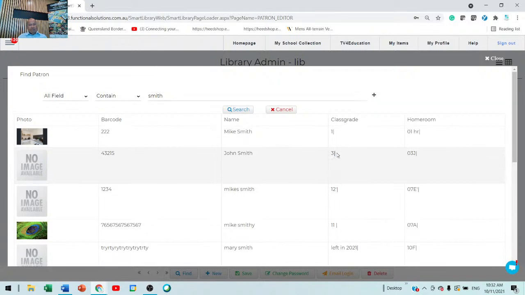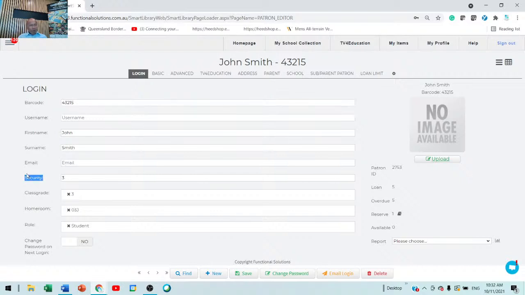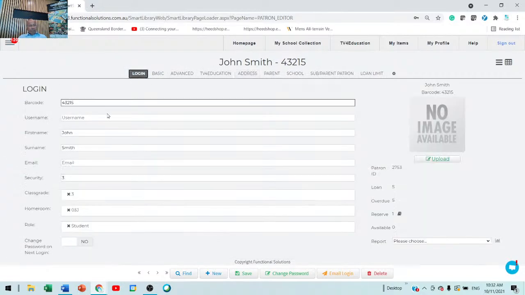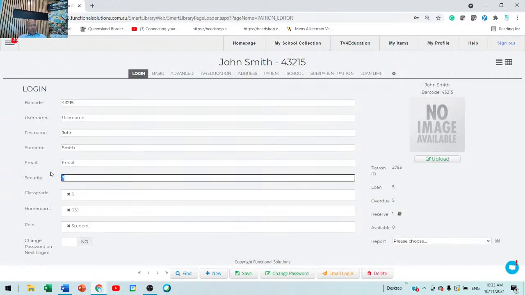And you can see he's a year level 3. Okay. And so when you get John Smith, he's a year level 3. So where's his security and what does it do? If you have a look here, every patron record on the basic screen, on the initial screen, okay, you've got all the information about a patron up here. But we're interested in the basic login information. And you can see he's got a security of 3. So what does that mean?